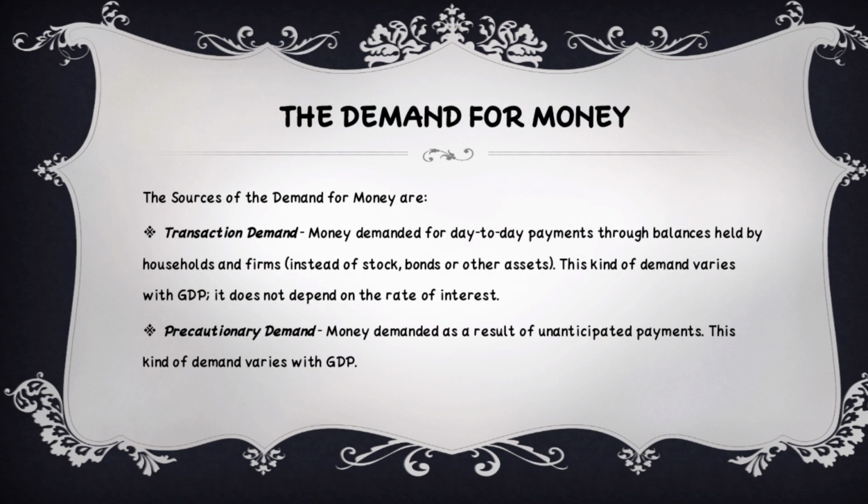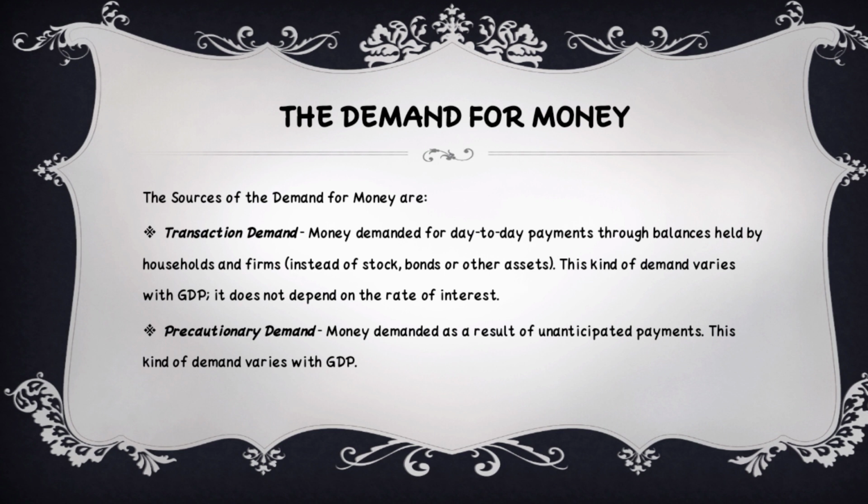Next is the demand for money. The sources of the demand for money are, first, transaction demand. The money demanded for day-to-day payments through balances held by households and firms instead of stocks, bonds, and other assets. This kind of demand varies with GDP and it does not depend on the rate of interest. Second is precautionary demand. Money demanded as the result of unanticipated payments. This kind of demand varies with GDP.